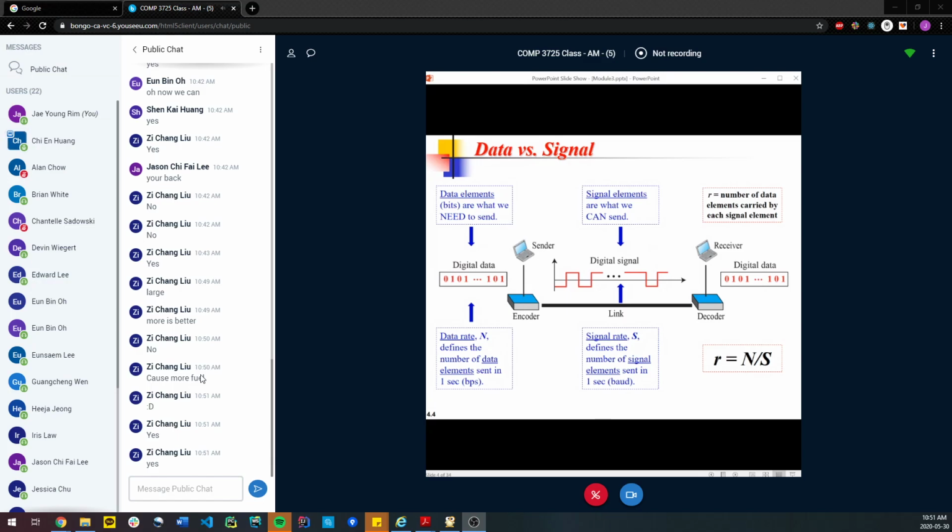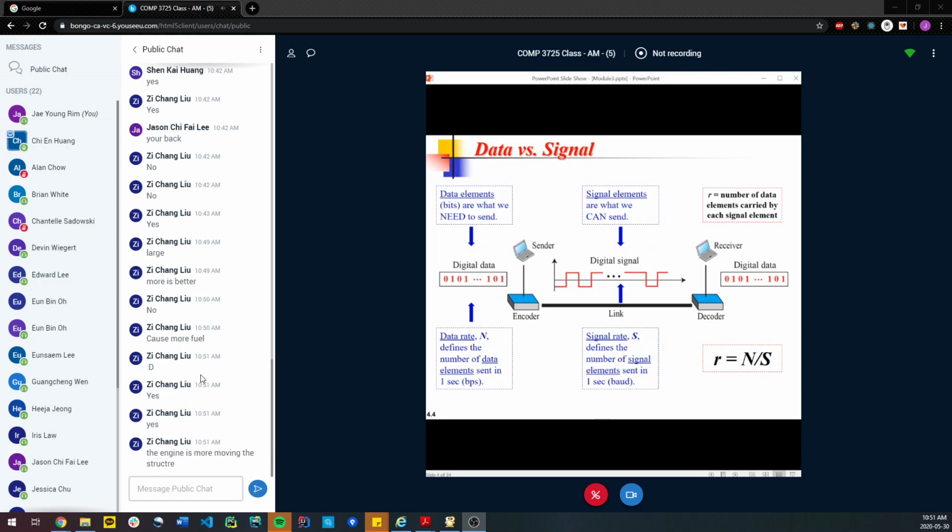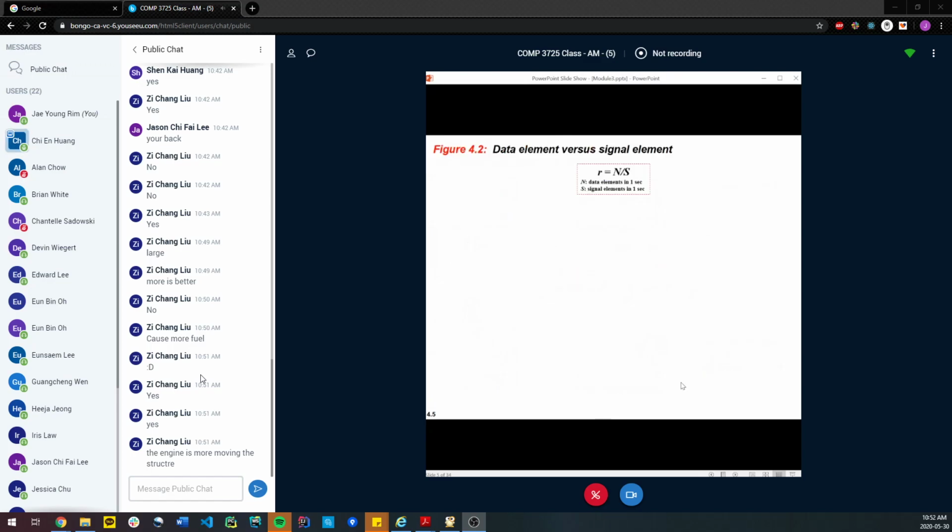And most of the energy expended is actually moving the car, not moving you as a passenger. Okay, so directionally we want that, but we don't usually do that, and we'll get to the reasons why in a minute. Let me motivate why we don't always have R be a very large value. Let me show you what it means by data element versus signal element, because you need to know this relationship.